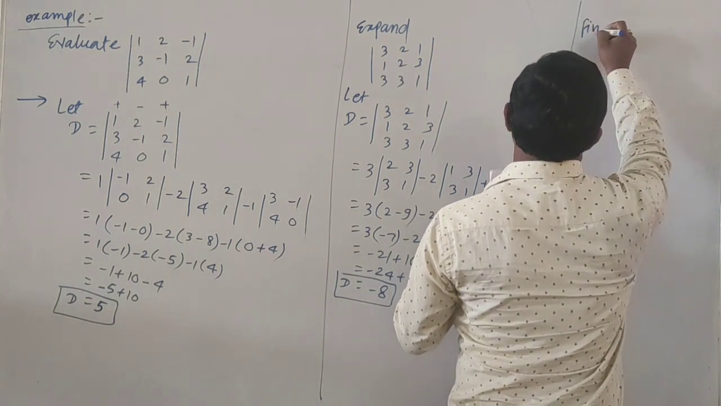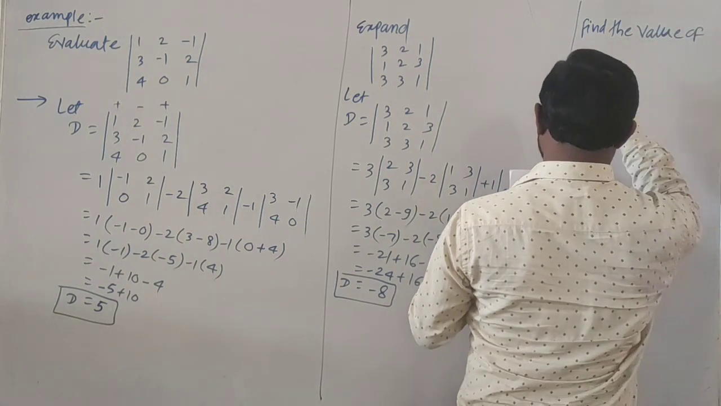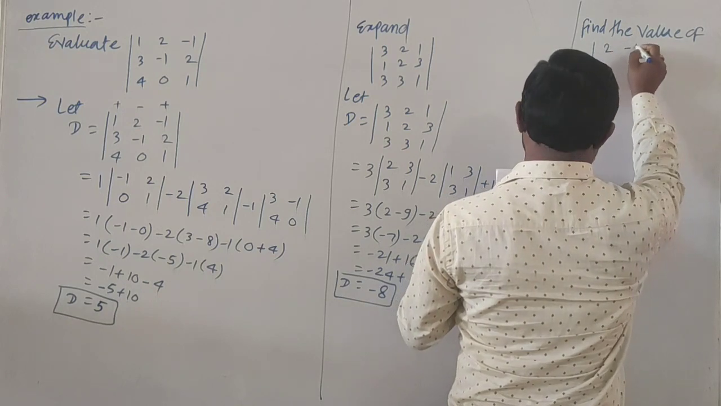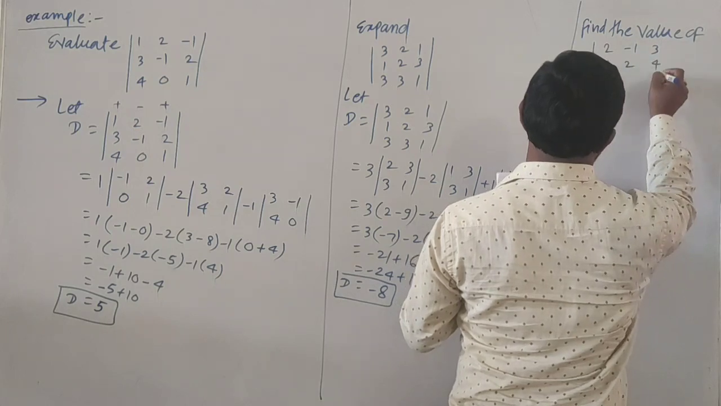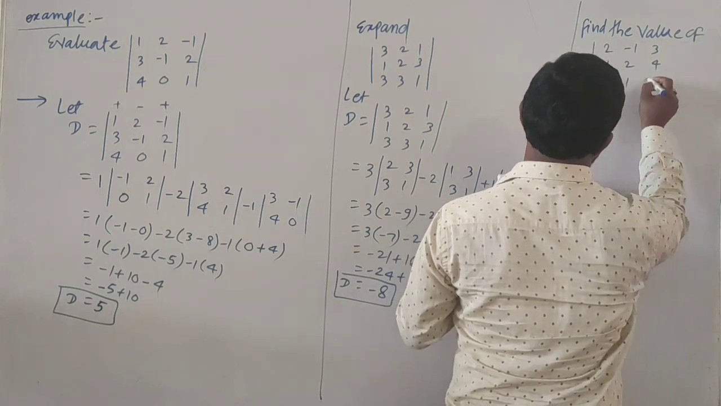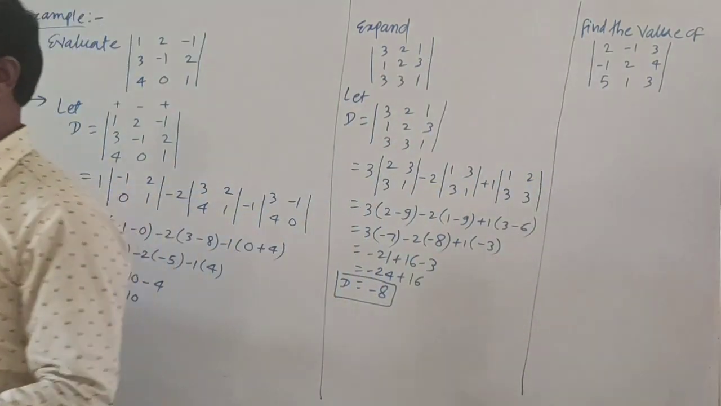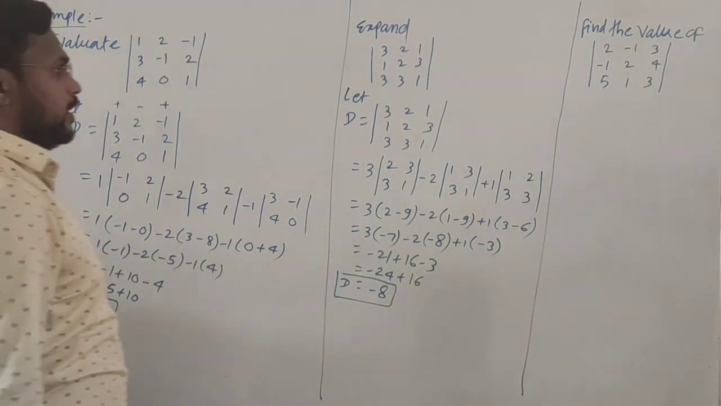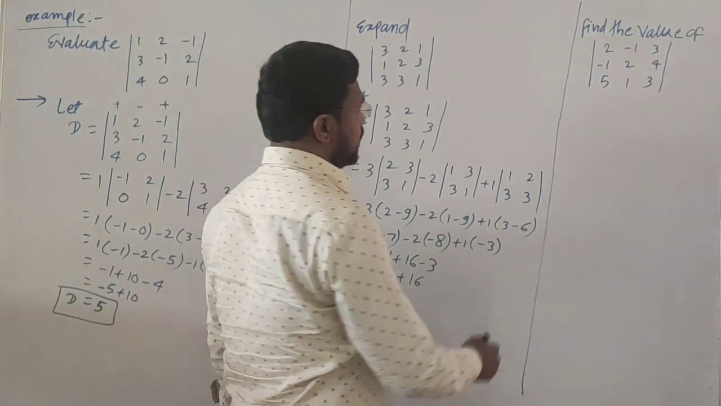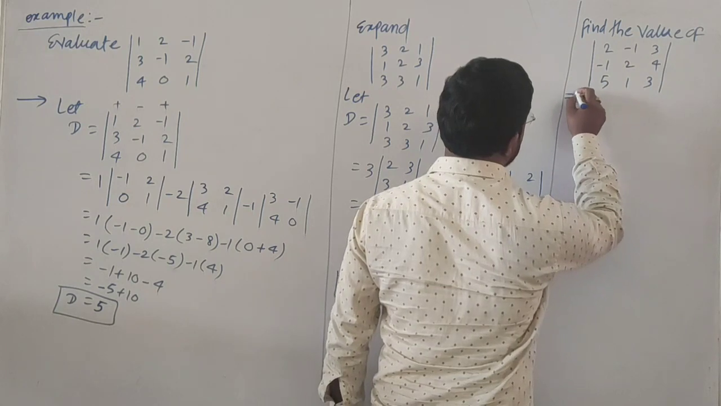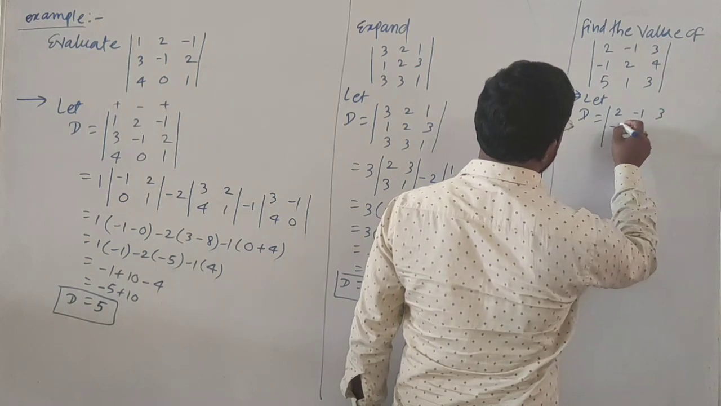Next, find the value of 2 -1 3, -1 2 4, 5 1 3. Here find the value of 2 -1 3, -1 2 4, 5 1 3. Let D equal to, as it is, 2 -1 3, -1 2 4, 5 1 3.